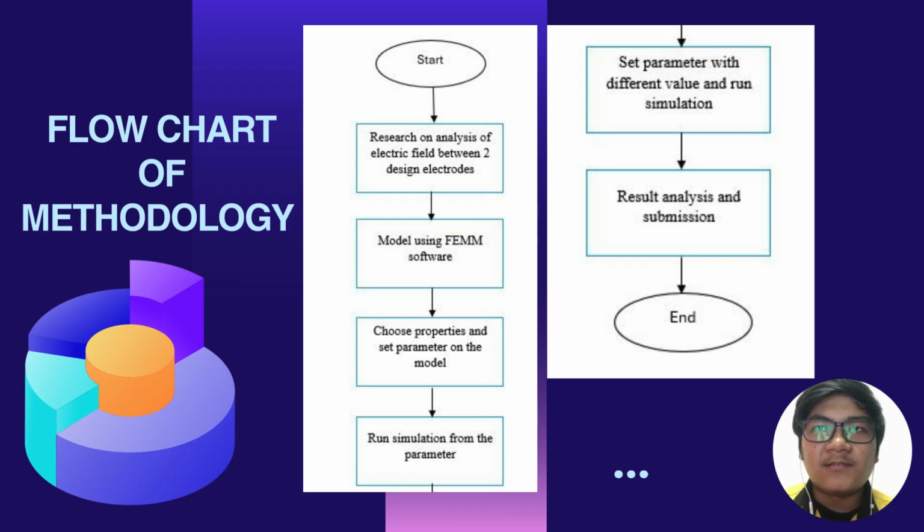And the next one is to run the simulation from the parameters. And the next one is to set parameters with a different value and run the simulation. This is after running the simulation for the parameters for the first one. And the last one is result analysis and submission. That is the end of the flowchart.